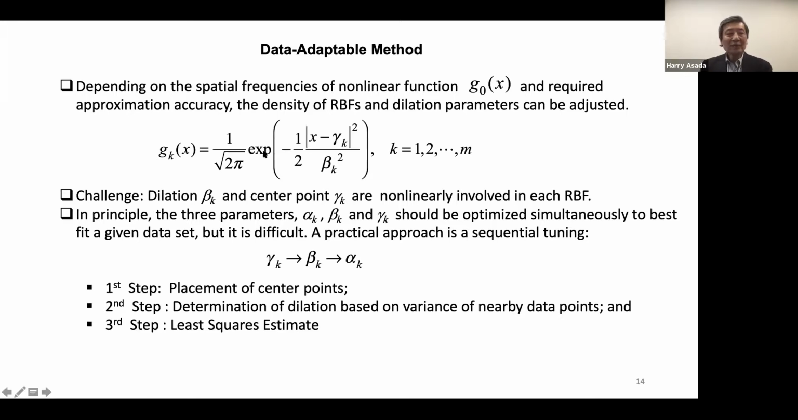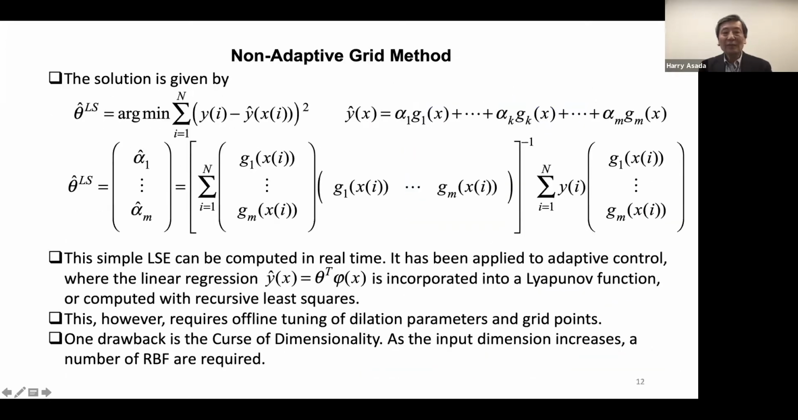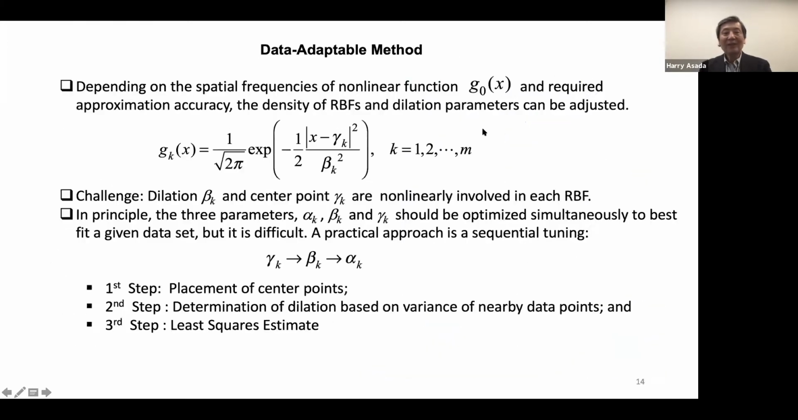Also, I have to say that in principle, of the three parameters alpha, beta, gamma, alpha is the one that's actually a linear weight for creating these weights. That's linearly involved in here, and the beta and the gamma are not. But in principle, the three parameters alpha, beta, gamma should be optimized simultaneously to best fit the given data set.